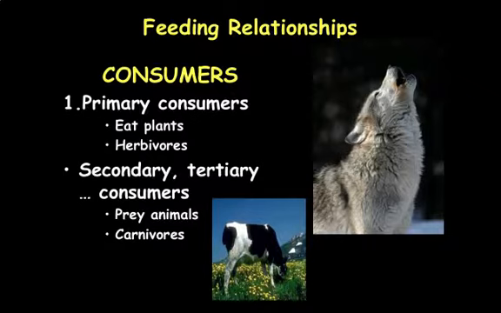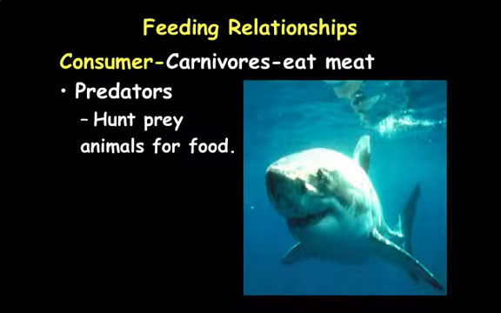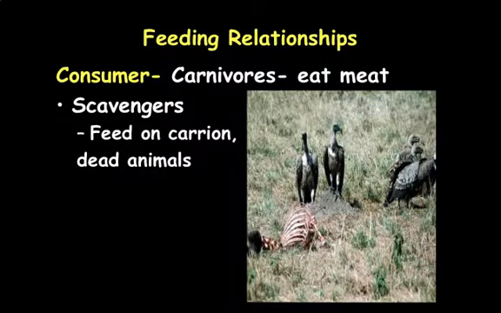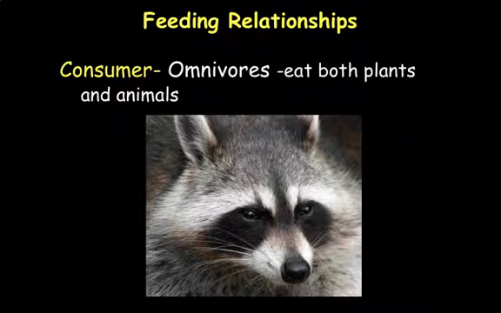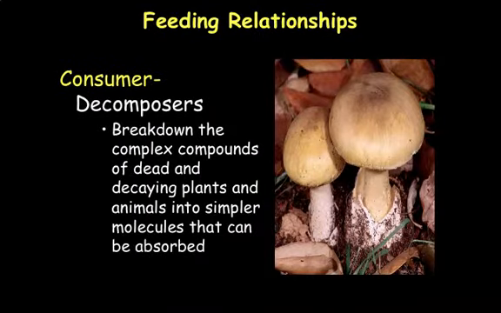Our primary consumers are the ones that eat plants, and those are our herbivores. Our secondary and tertiary consumers are our prey animals and carnivores. So carnivores, they eat meat. These are our predators. They hunt prey animals for food. Our scavengers are going to feed on carrion or other dead animals. Omnivores eat both plants and animals. And decomposers break down the complex compounds of dead and decaying plants and animals into simpler molecules that can be absorbed, and fungus are a good example of decomposers.